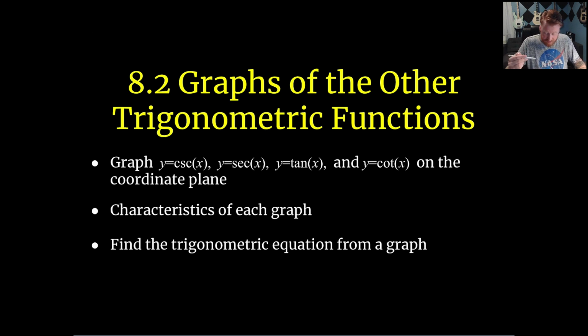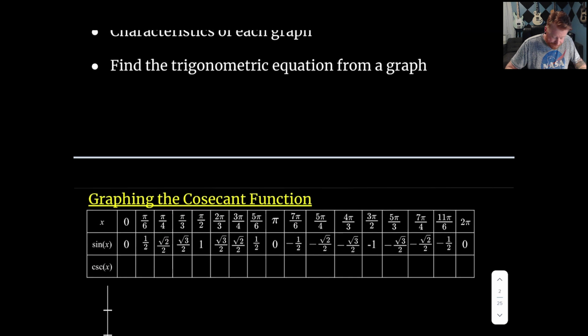And then we'll talk about the graphs of tangent and cotangent on the coordinate plane. We'll look at characteristics for all the different graphs. And then we'll also look at finding the trigonometric equation from a given graph. So let's get into it here.